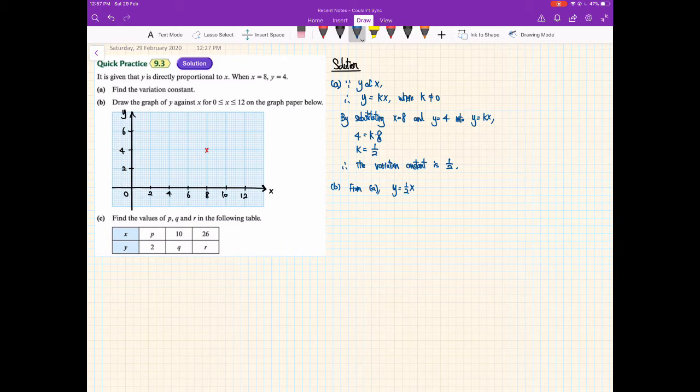Let's look back at the equation. y equals 1 over 2 times x. So let's say when x is 0, what is y? y will be 1 over 2 times 0, which is 0. So that means (0, 0) is also a point. Now we can mark the origin, (0, 0). Now we have got 2 points. Then we can connect the 2 points to draw the straight line.